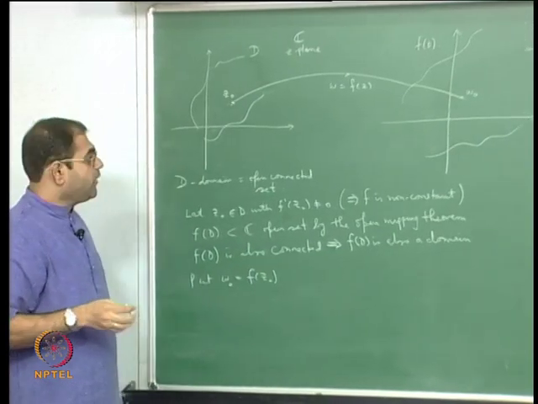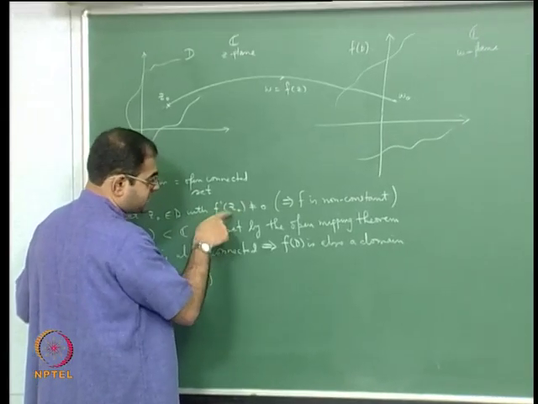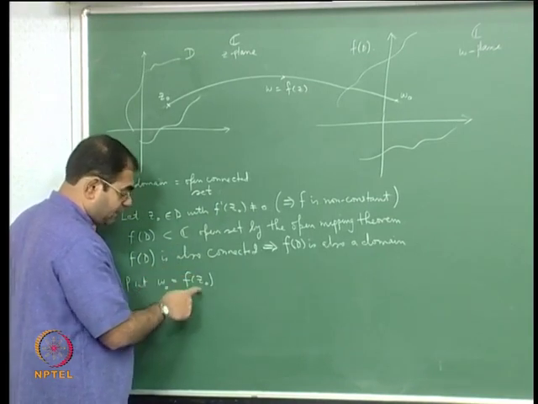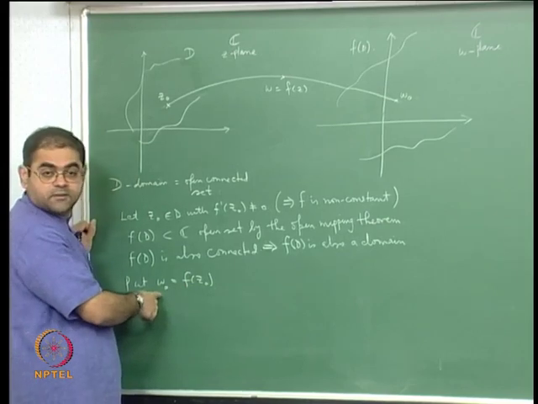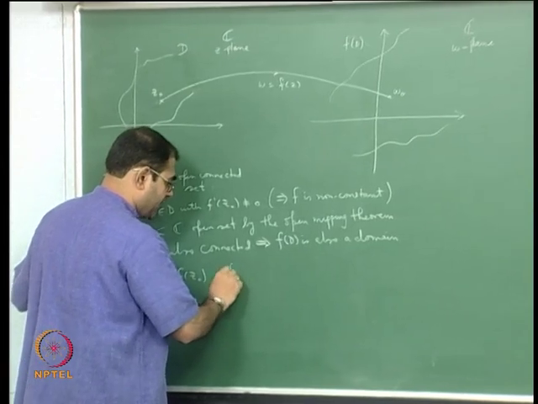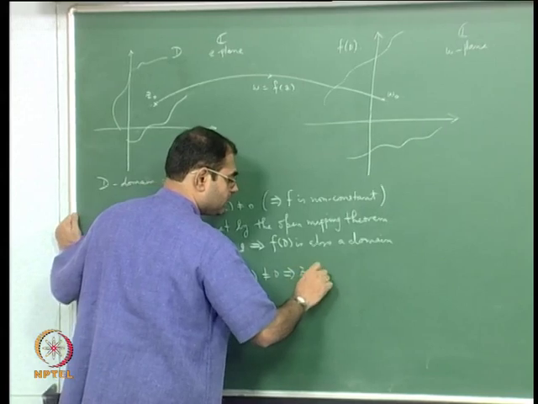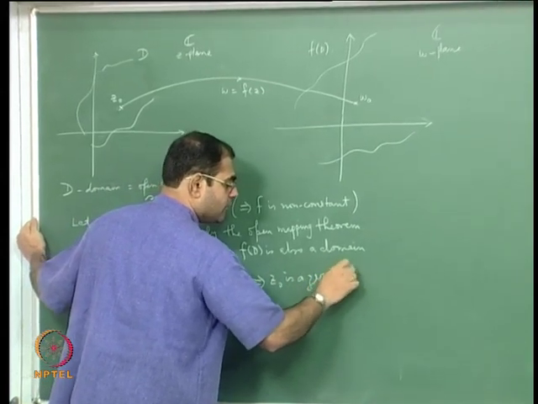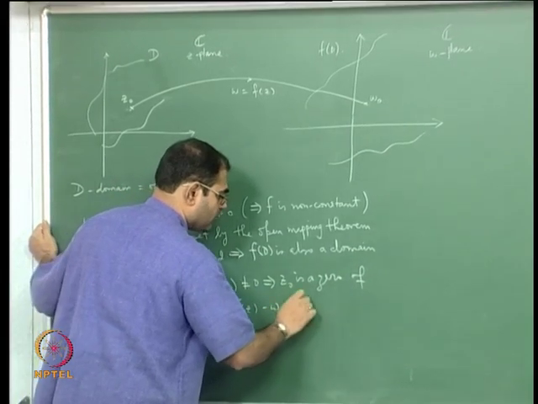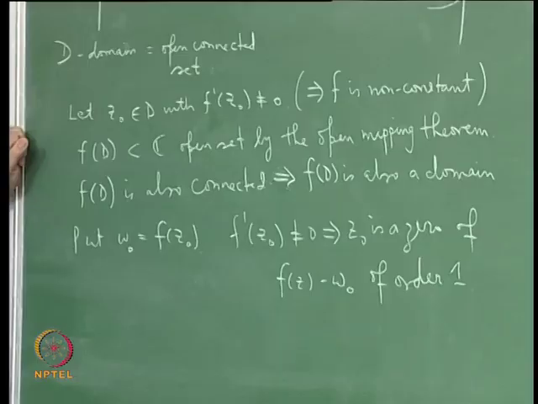Now see, what f dash of Z naught not equal to 0 tells you is that Z naught is a 0 of f of Z minus W naught of order 1. F dash of Z naught is non-zero implies Z naught is a 0 of f of Z minus W naught of order 1. This is what it means.